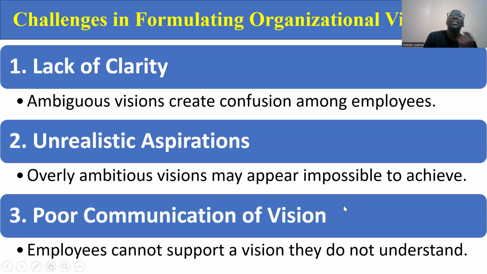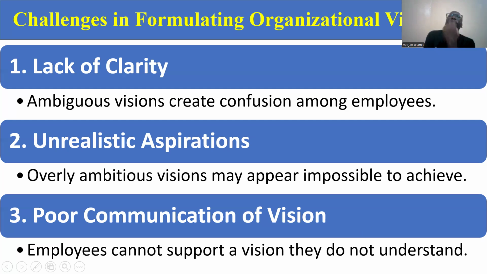Number two, unrealistic aspiration. Sometimes we have tumuhat, khiyaliya. An overly ambitious vision may appear impossible to achieve. So when you're setting a vision, the vision should be ma'akula. Ma'akula ala hasab al-mawarid, ala hasab al-zaman, ila ghayri dhalik. So you should be very realistic. Don't set a very big vision when you know very well you don't have money, you don't have resources. The vision is going to be dead even before we start implementing it.